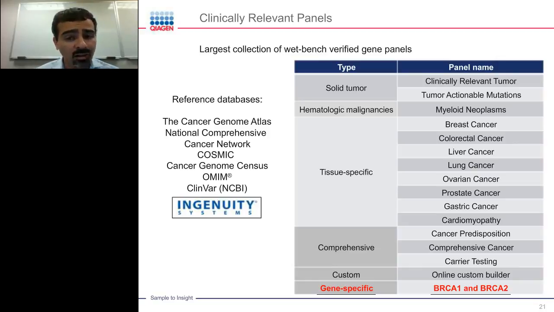Now, where did the content of these panels come from? It came from different databases. We've tapped into multiple databases to build the content for these panels, from the Cancer Genome Atlas to COSMIC to even private databases such as Ingenuity Systems. So a lot of databases have been tapped in order to build the content of these panels, and all of these panels, except for the custom panels, have been wet-bench tested in the lab in-house here.